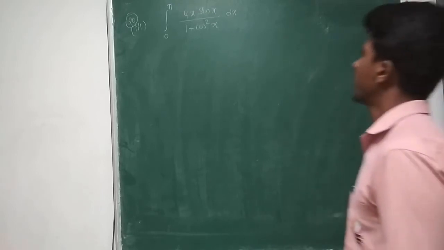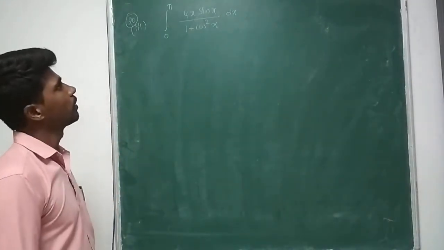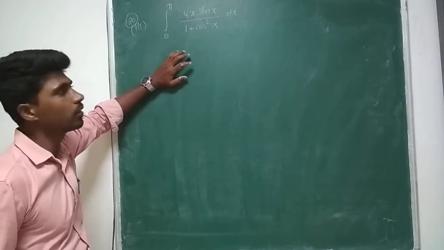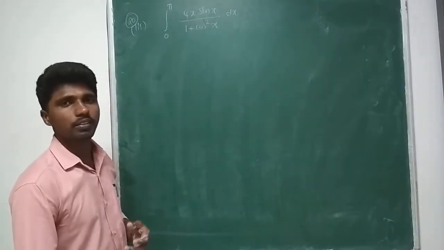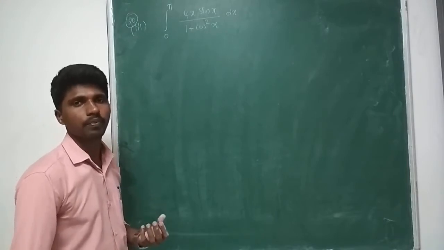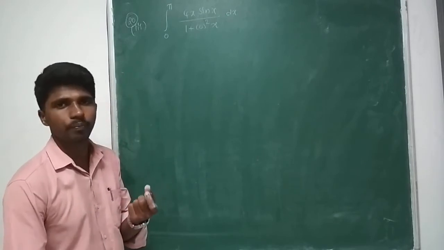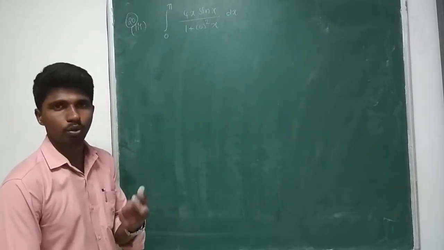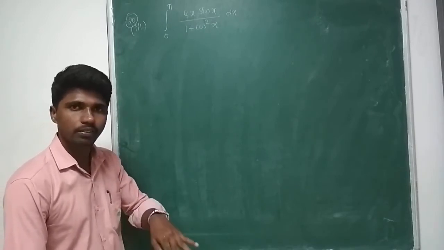Four x sin x by 1 plus cos square x dx. Whenever you have a numerator with x into something, our first work is to eliminate that x. We have to eliminate that x and convert it into only one form. If I have a product form like x into sin x, x into cos x, x into e power x, first I try to eliminate that x.